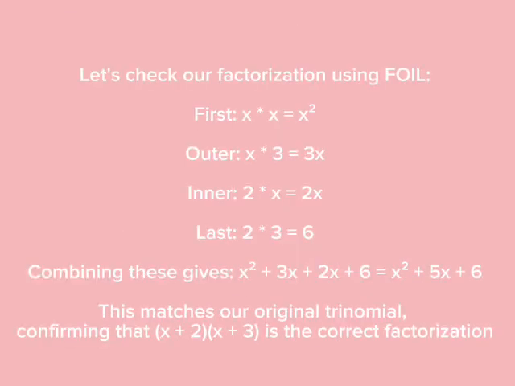Let's check our factorization using FOIL. Our first is x times x is equal to x squared. Our outer is x times 3 is equal to 3x. Our inner is 2 times x is equal to 2x. Our last is 2 times 3 is equal to 6. Combining these gives x squared plus 3x plus 2x plus 6, which is equal to x squared plus 5x plus 6. This matches our original trinomial, confirming that x plus 2 multiplied by x plus 3 is the correct factorization.